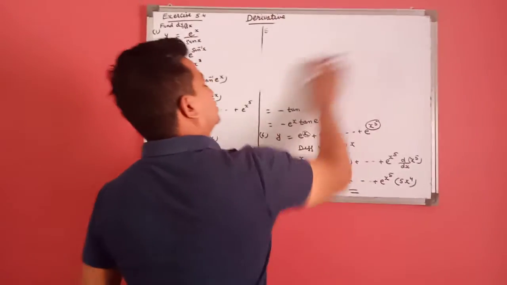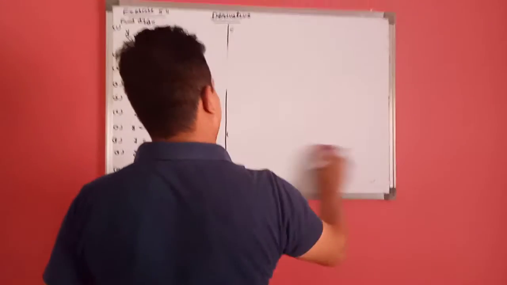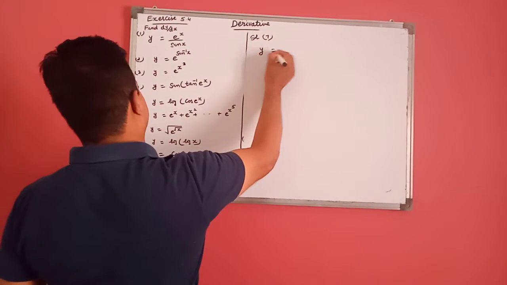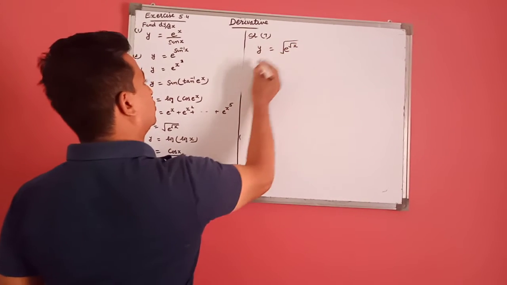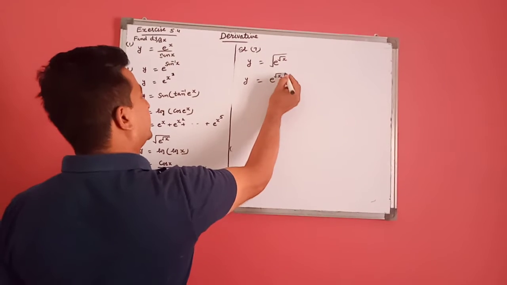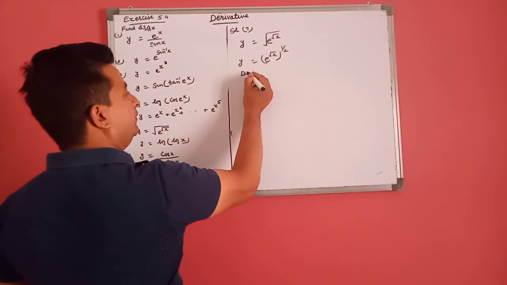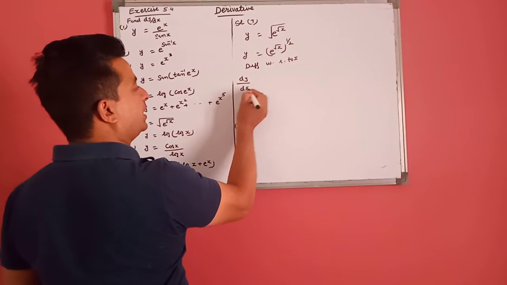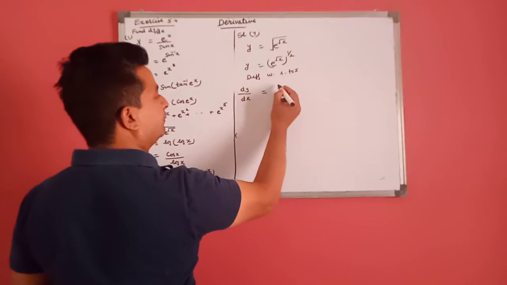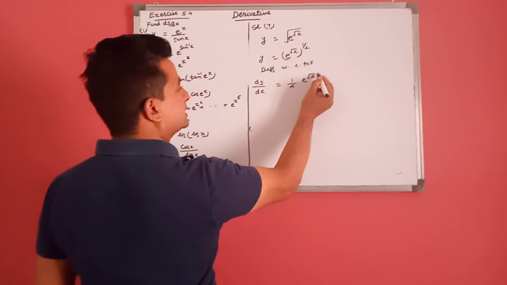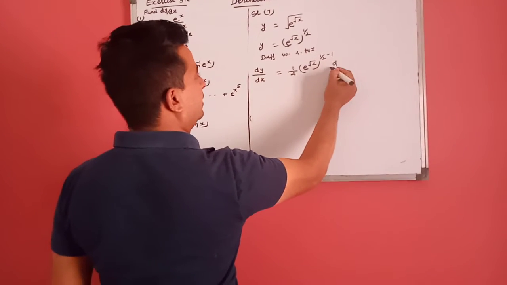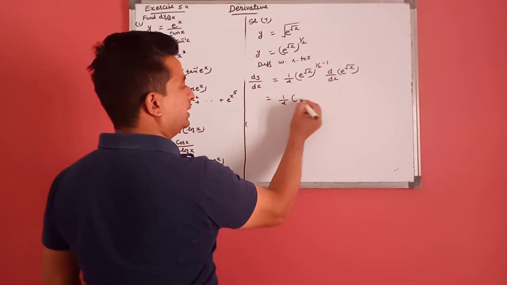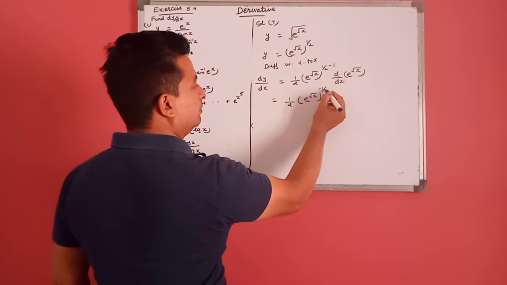In question number 7, the statement is y is equal to e to the power root x, whole root. We take this root as 1 by 2. When we differentiate with respect to x, we first use the power rule. That is, take 1 by 2 e^root x to the power 1 by 2 minus 1, and the derivative of the inside term. This means this is 1 by 2 e^root x to the power minus half.